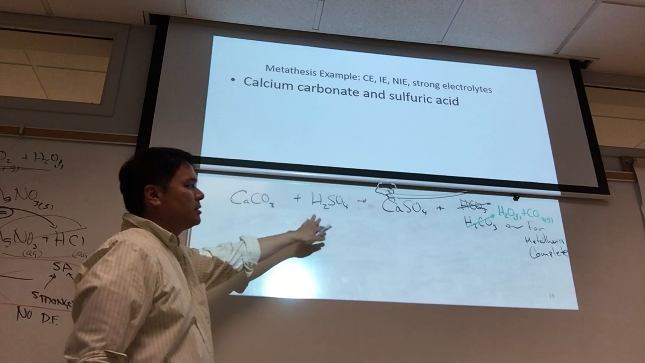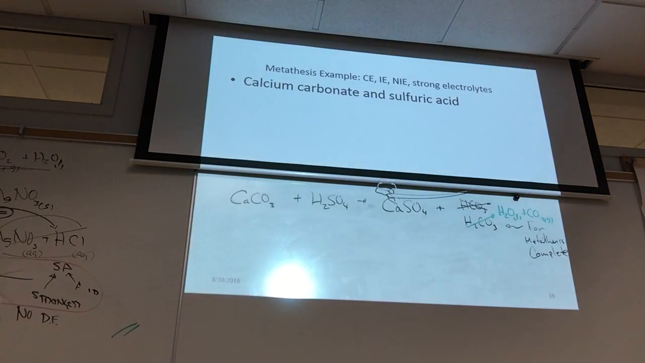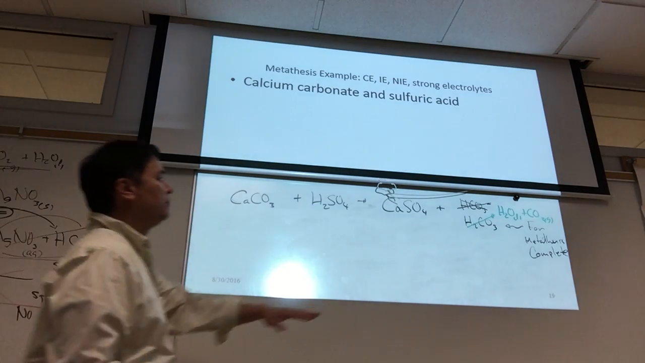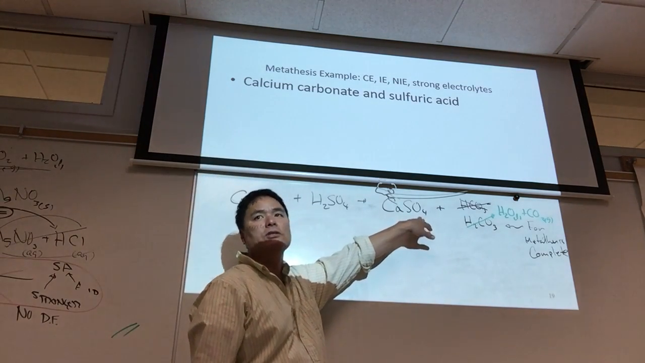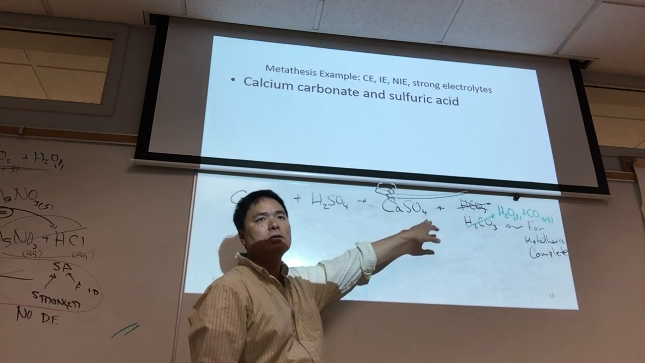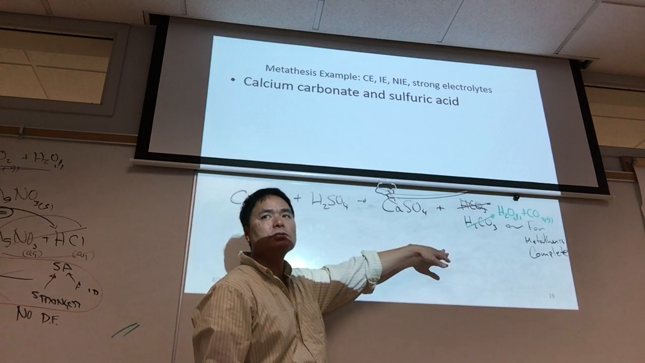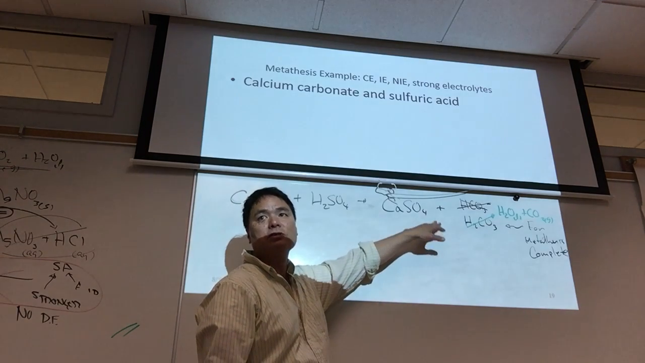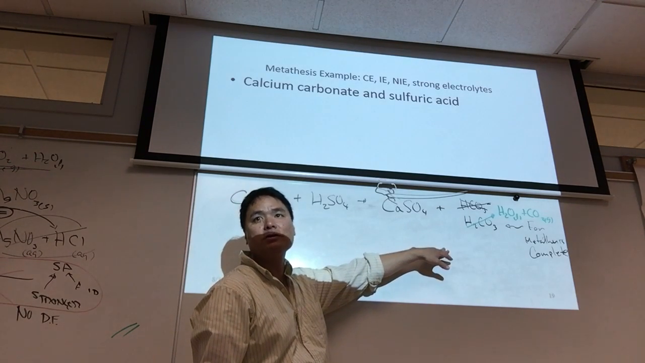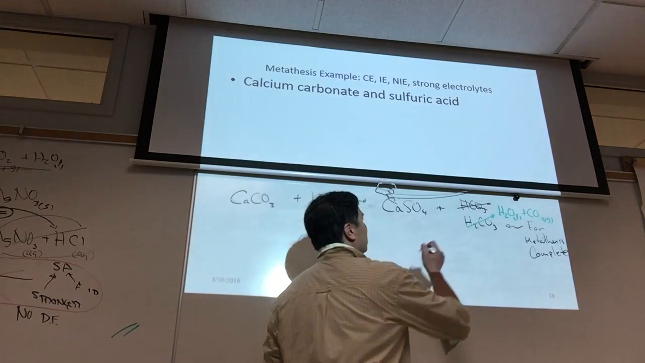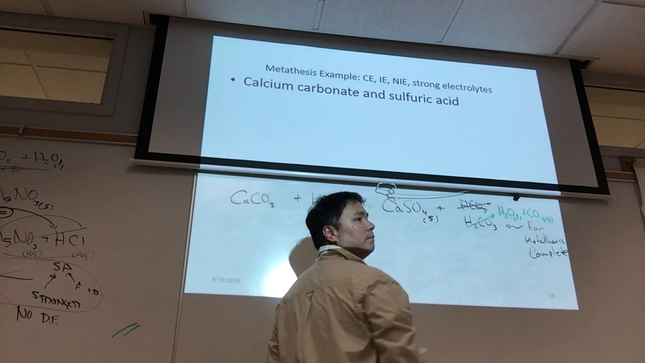All right, the next thing is, before we look at balancing it, is there a driving force? So we look for precipitate formation. So we go to sulfates. Sulfates are all soluble except for silver, lead, mercury, calcium, strontium, barium. Well, calcium. Calcium's an exception. So sulfates are all soluble except for calcium sulfate. That means calcium sulfate must be a solid.